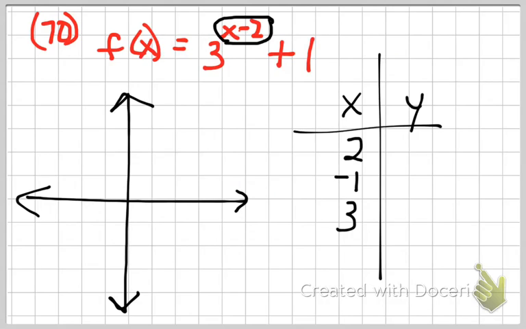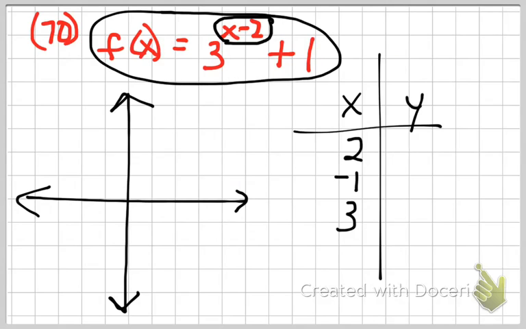So if I plug in 2, this will be 3 to the 0 power plus 1. 3 to the 0 power is 1, and 1 plus 1 will be 2. If I use negative 1, then I'll have 3 to the negative 3rd power. That's probably a bad one to use, but we'll use it anyway. If I use 3 to the negative 1 minus 2, that'd be negative 3. So that's going to be basically 1 over 27, 1.01. We'll do it like that. That was a bad choice. If I plug in 3, though, up here, then I'm going to have 3 to the 1st power, which is just 3, plus 1, which is going to be 4.